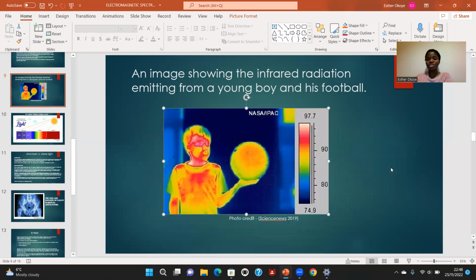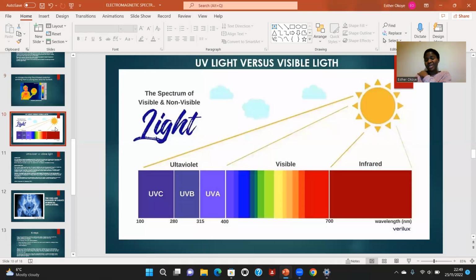So we have a picture of the boy playing football. You can see from the picture, the boy is oozing infrared radiation as well as the football. You can see they have both worked hard. Yeah, so they're all hot. The football has done well. The boy as well has really played well. So that's an example of electromagnetic infrared radiation.